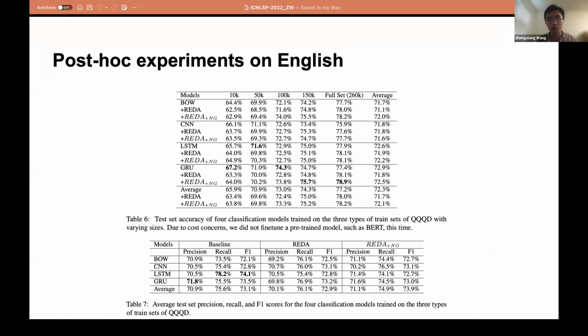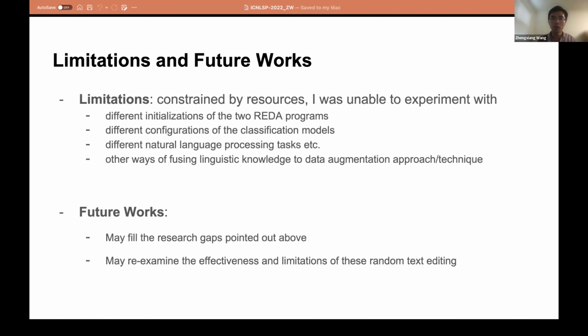I also conducted post hoc experiments on English, but due to time constraints, I will just pass over that. The basic patterns remain valid even for English, although the outperformance threshold is different. This study also has limitations, such as that I was unable to do very extensive experiments, constrained by the available resources. Future work might be able to fill this research gap and re-examine the effectiveness and limitations of these text editing operations. Thank you.